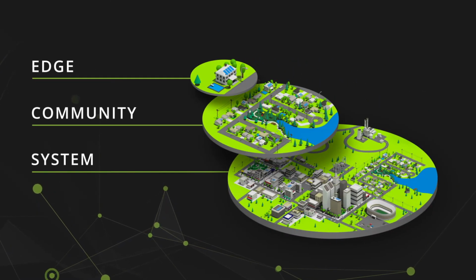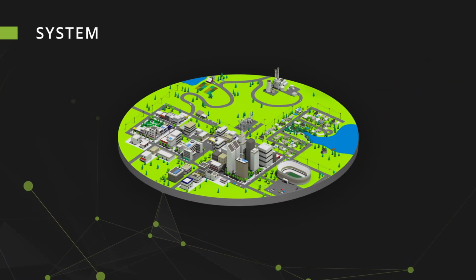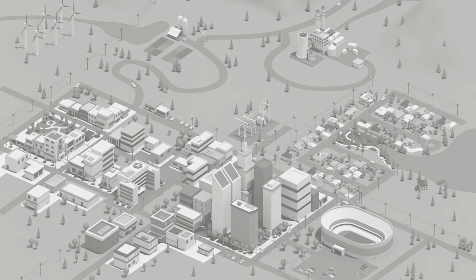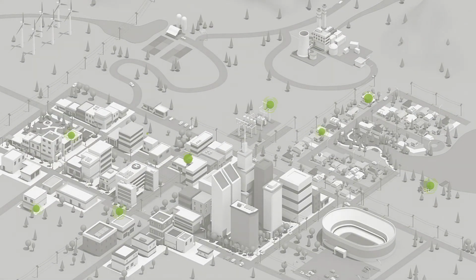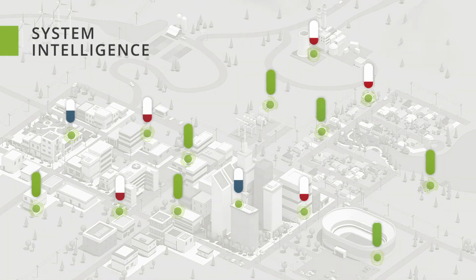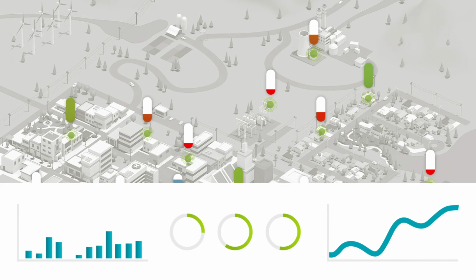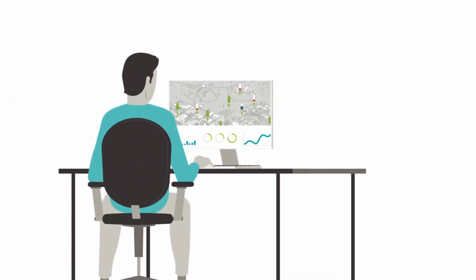And at the system level, you get a comprehensive view of your entire operations. Outage performance, energy demands, peak usage, to name a few. The ecosystem of intelligent sensors provides meaningful visibility, improving the way you manage your business.